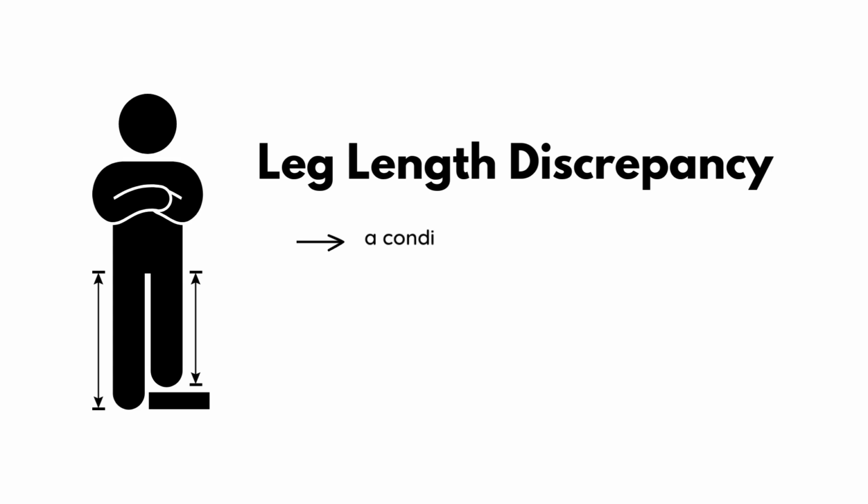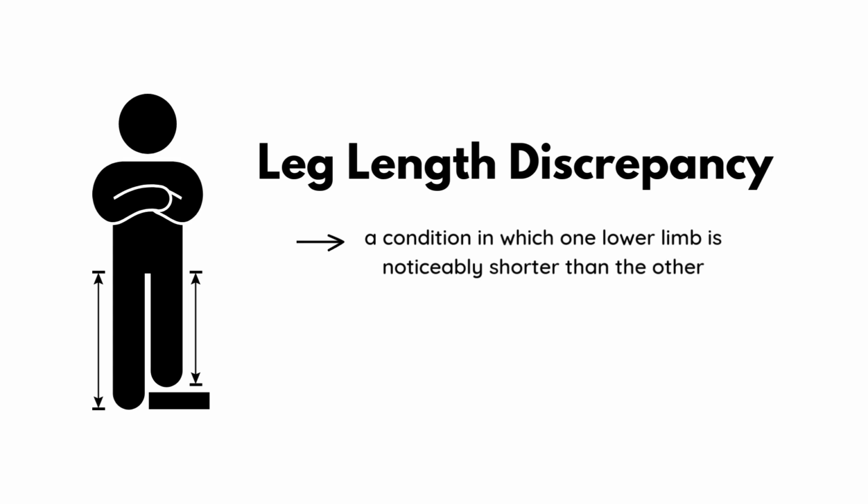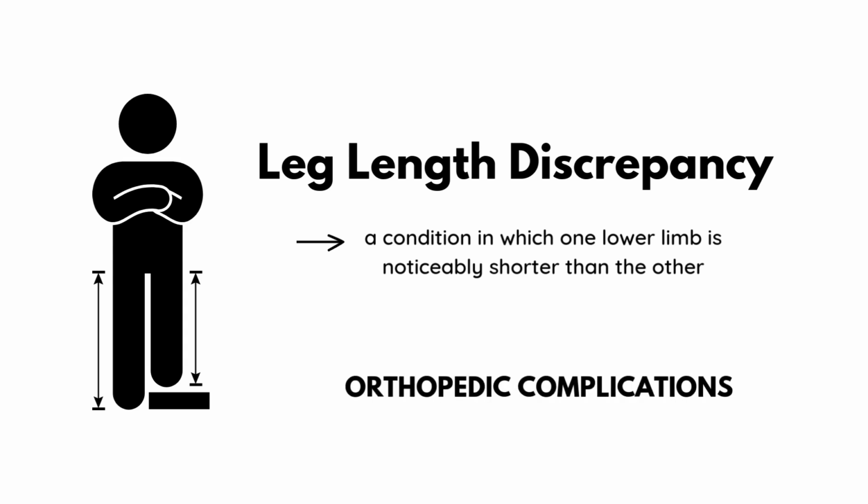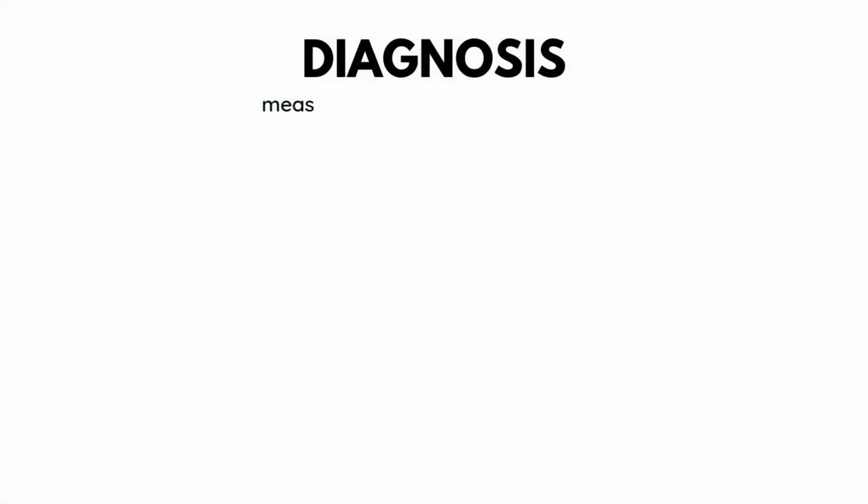Leg length discrepancy is a condition in which one lower limb is noticeably shorter than the other. While minor differences in limb length are common and often go unnoticed, significant discrepancies can lead to discomfort, gait abnormalities, and long-term orthopedic complications. Leg length discrepancy is defined as a measurable difference in leg length.